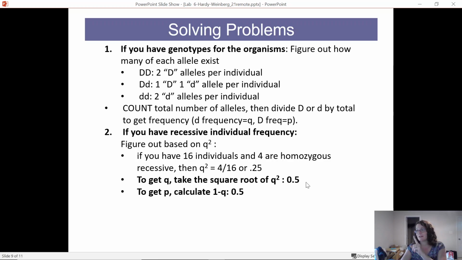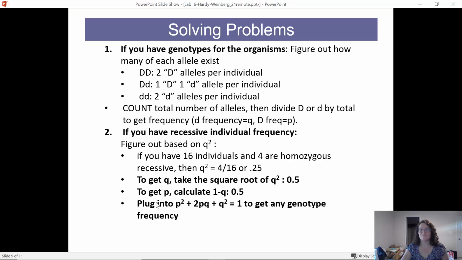Remember, important, when you have the frequency of individuals, you do not have q, you have q squared. Remember to first find the frequency of the homozygous recessive, and then take the square root. If you have q, you have p. 1 minus q is 0.5, and that's p. Plug those in, and you're going to get any genotype frequency. If you have 2 of the genotypes, you don't have to calculate the third, because you can just add them up, and they will all add up to 1.